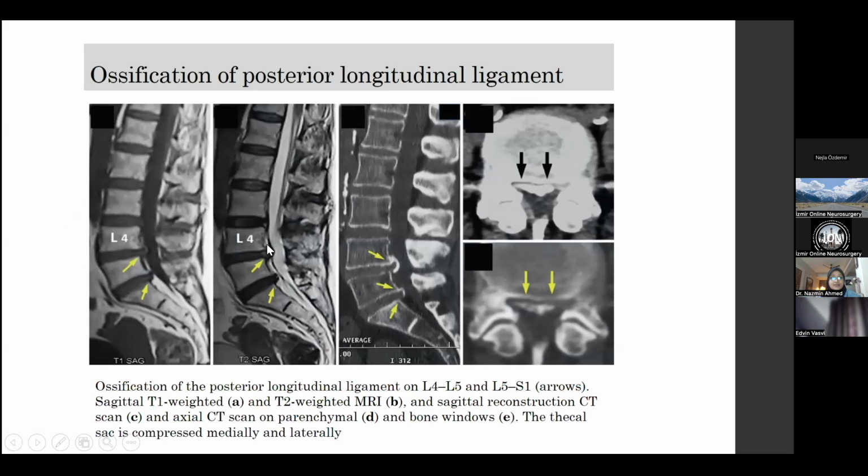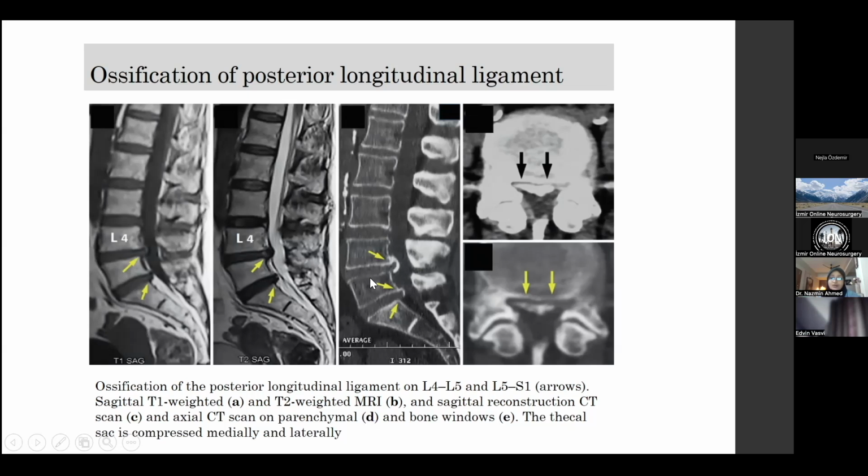Sometimes ossification of the posterior longitudinal ligament can mimic prolapsed lumbar intervertebral disc. Let's have a look. This is the T1 and T2 image showing the herniation of the intervertebral disc at the L4-5 level and L5-S1 level as well. If we look at the intensity, there is hypointensity, severe hypointensity in the posterior longitudinal ligament.